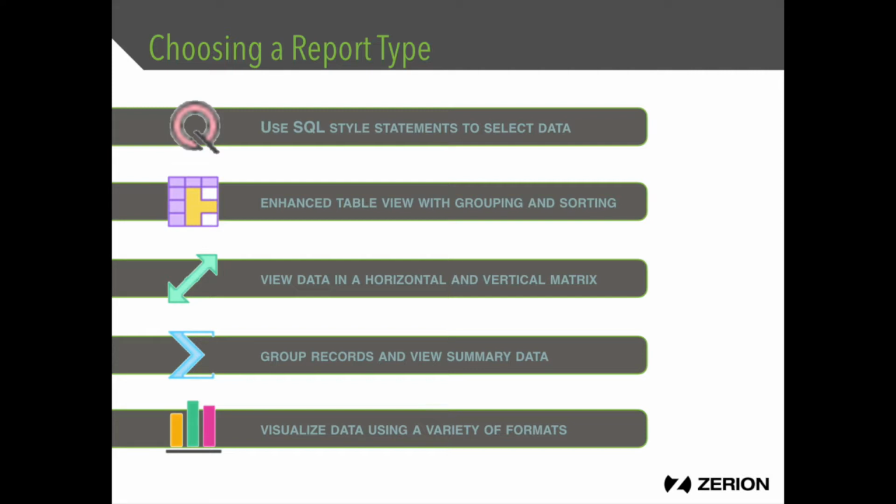We also have an enhanced table view that allows you to do different types of grouping and sorting. That's called a summary view, where you're able to say, let's put everything over $400 sales in this table, and then have another drop down for everything under $400. So you can segregate those.